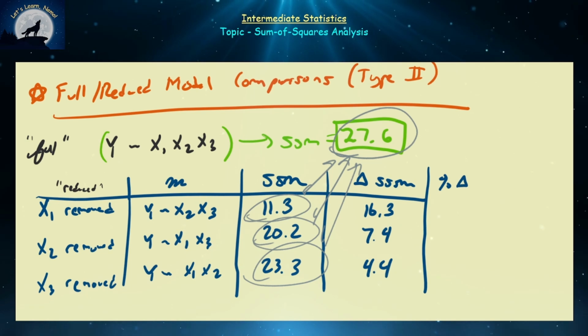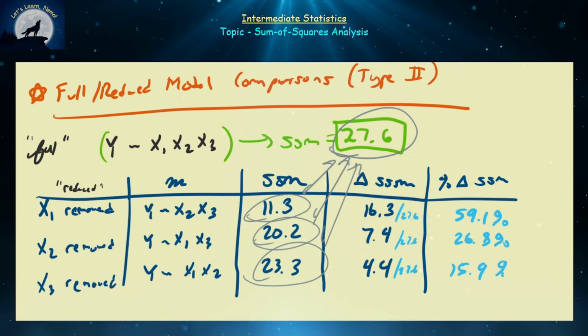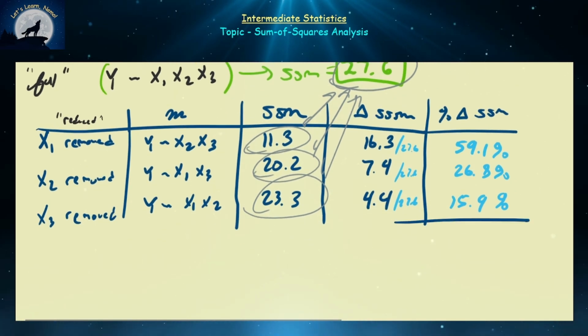So our percentage change in SSM, by looking at our particular values divided by our total SSM of 27.6, will tell us similar information as before. In this particular case, one can find that this is about 59.1%, and then we're going to have 26.8%, and then 15.9%. Right? As you can clearly see, x1 still is the larger one, x2 is now the second largest, and x3 is the third largest, or the smallest in this case.